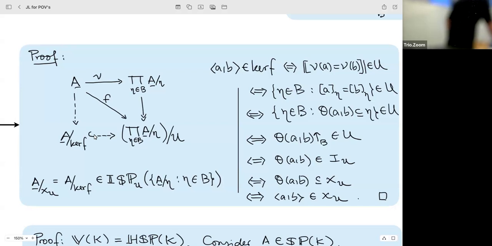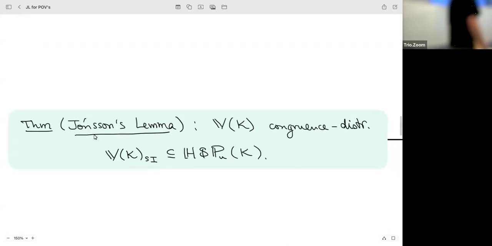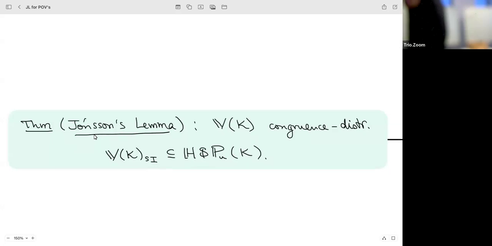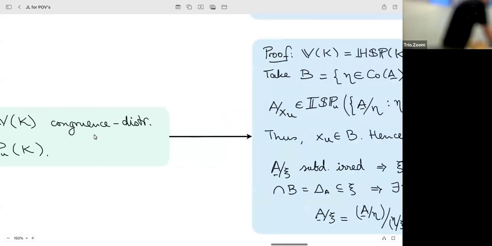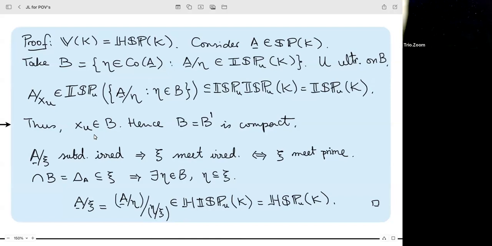So that's the proof. That's the lemma that we need, and then Jónsson's lemma says that if your variety is congruence distributive, then the subdirectly irreducibles will be in the HS ultraproduct. Okay. How do we prove it? We know that the variety generated by K is the class of algebras that is obtained as all the homomorphic images of all the subalgebras of all the products of elements of K.